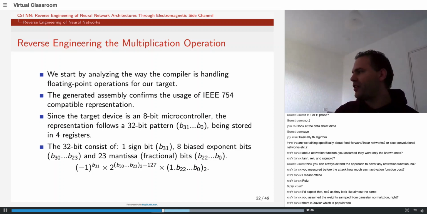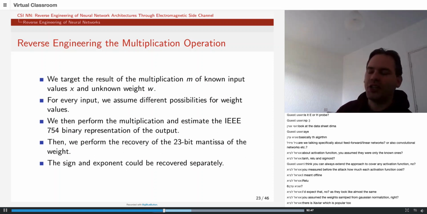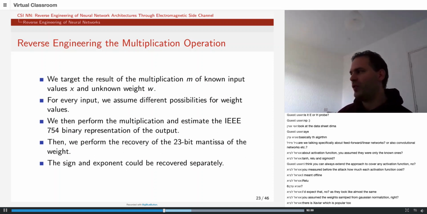Since we are working with microcontrollers, we use floating points, and we know how the compiler will handle floating point operations. So it's enough that we consider the IEEE 754 compatible representation, and since this is an 8-bit microcontroller, the representation will have a 32-bit pattern, so there will be 4 registers, and those 4 registers will have the sign bit, exponent bits, and mantissa bits. This is how you would represent your floating point value by the IEEE standard. And then we just target the multiplication of known input with unknown weight.